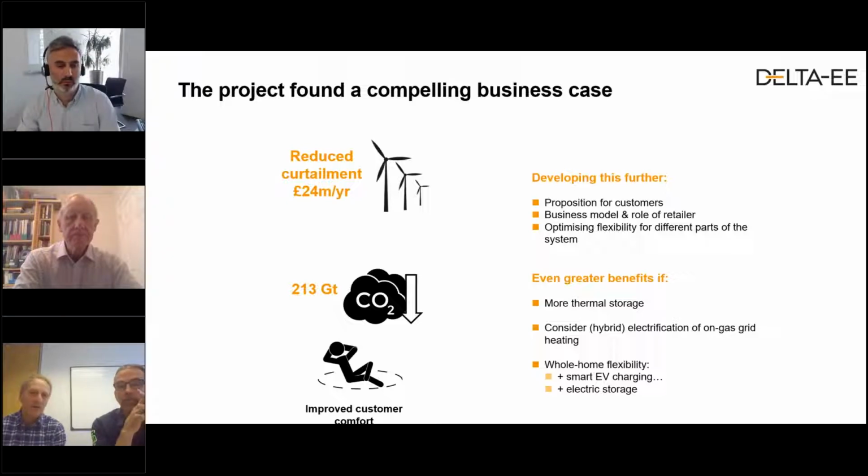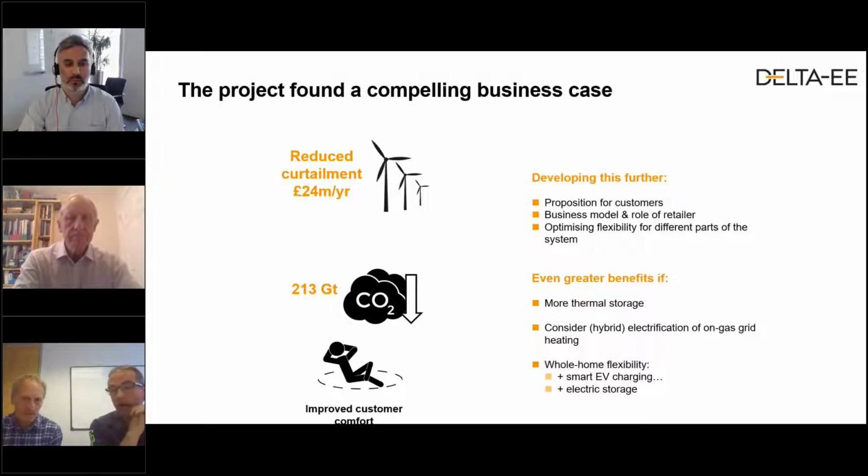And not just heat, of course, but electric vehicles and electric storage, because going forward in 2030, shifting electric heating could only avoid a small part of the wind curtailment in Scotland, actually. So we need as much flexibility as we can.